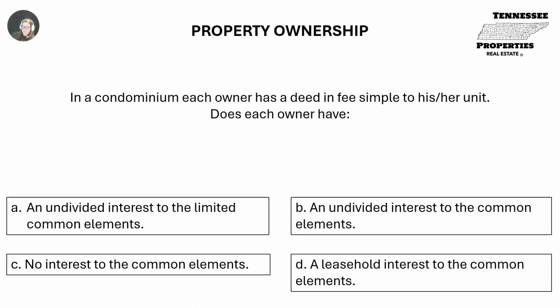In a condominium, each owner has a deed and fee simple to his or her unit. Does each owner have A, an undivided interest to the limited common elements, B, an undivided interest to common elements, C, no interest to the common elements, or D, a leasehold interest to the common elements. B, an undivided interest to the common elements.